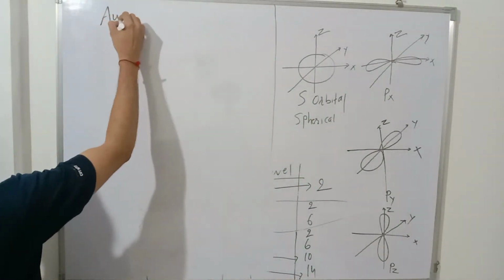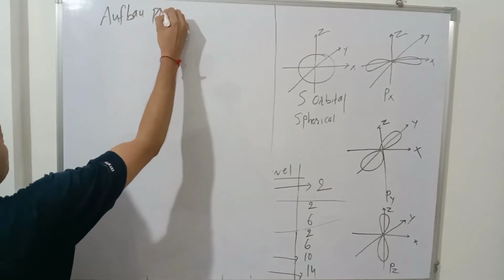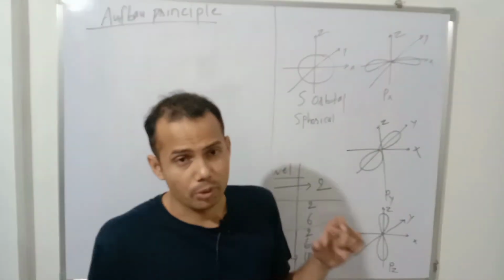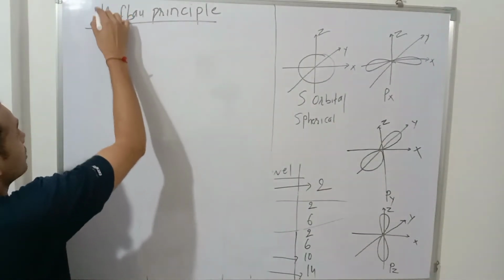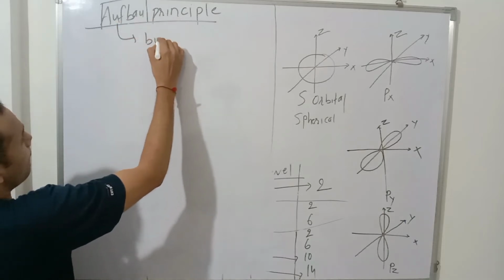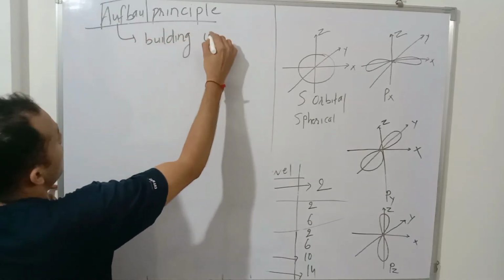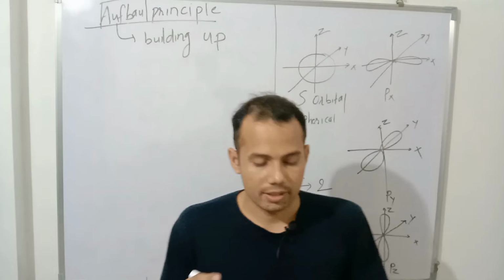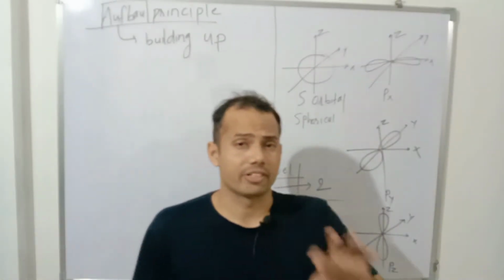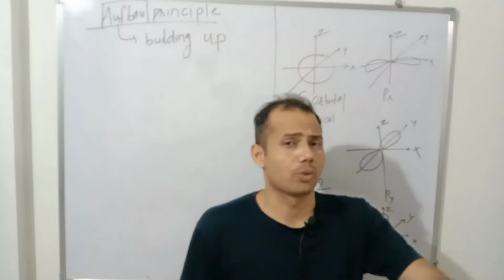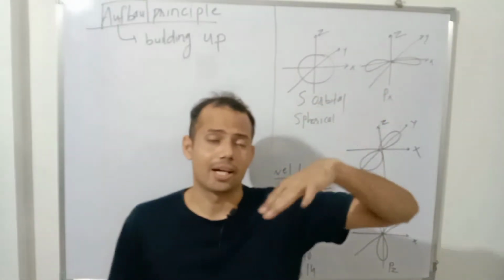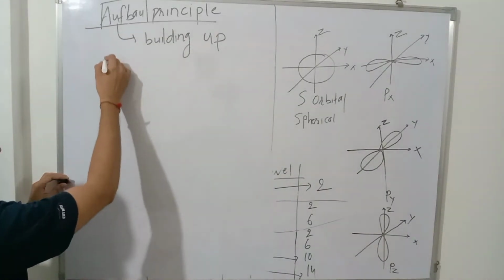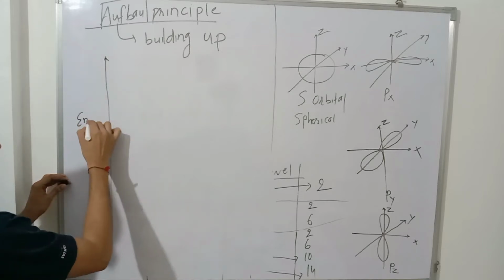Now, next is about the Aufbau principle. That is a very important principle. In German, Aufbau means building up. So it means the one which has lower energy will fill up first. Electron will first occupy the lower energy level, then it will move up to higher energy levels, and so on.